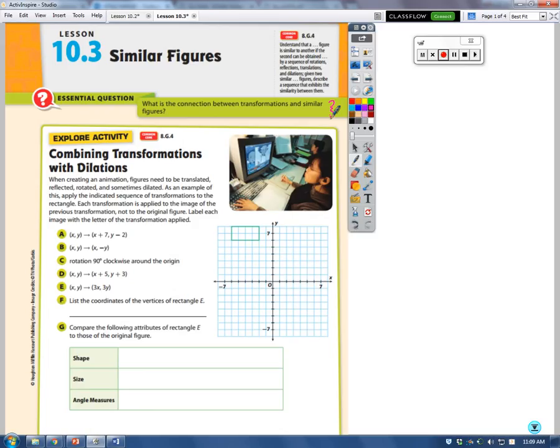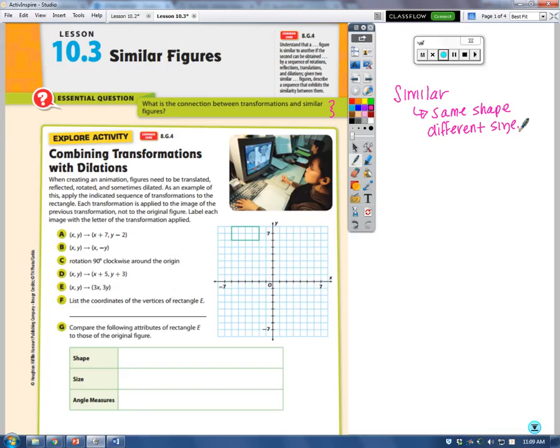So real quick, just a little tangent here, figures that are similar are same shape but different size. So as we go through and we're looking at the connection between transformations and similar figures, you need to keep that in mind, right? And our transformations include translations, reflections, rotations, and dilations.